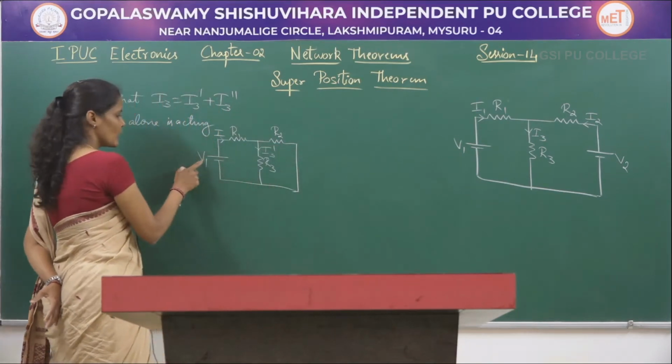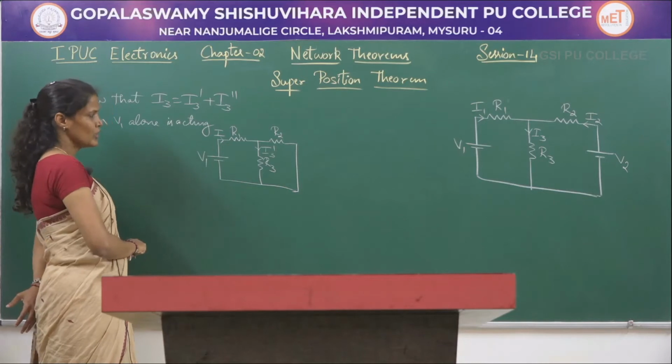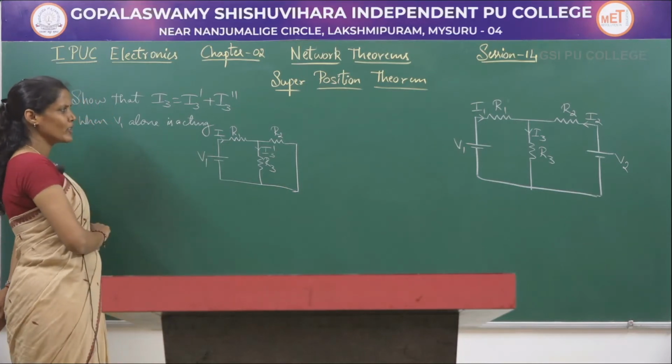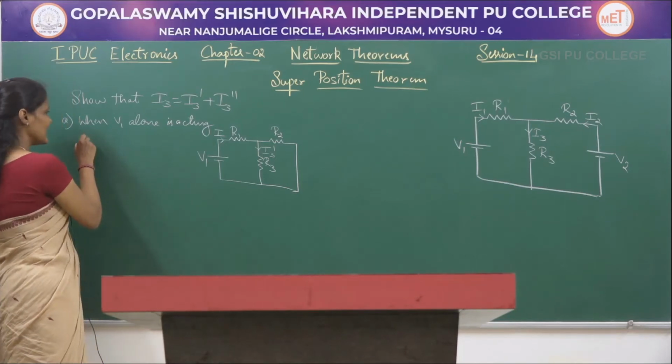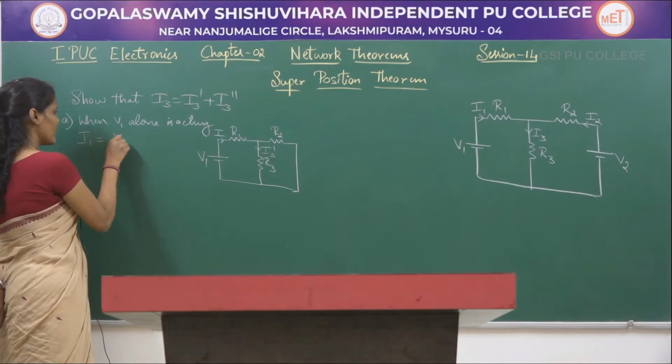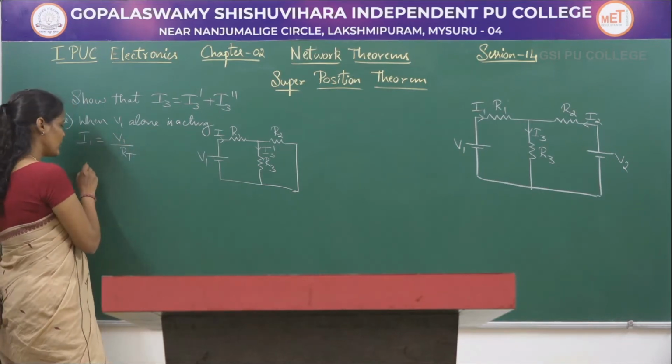I am considering only V1, so the current will be named as I3 dash. Now in order to find out the total current I, what we have to do is I is equal to V1 divided by R total. But I don't even know the value of R total.